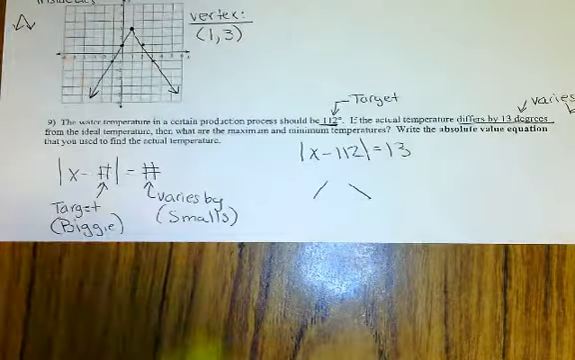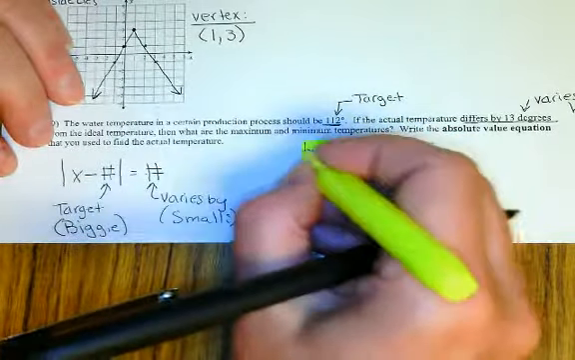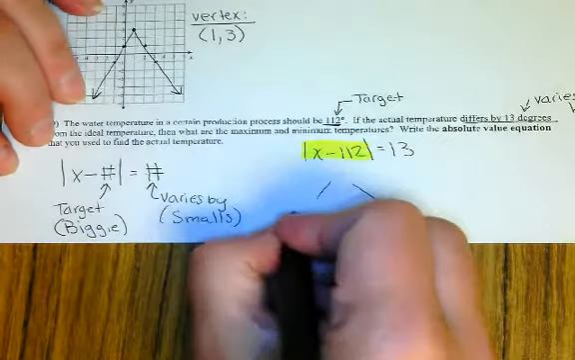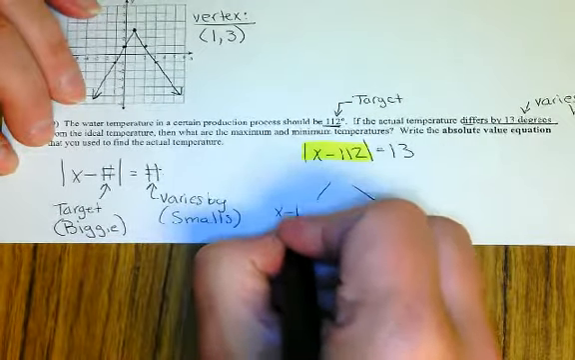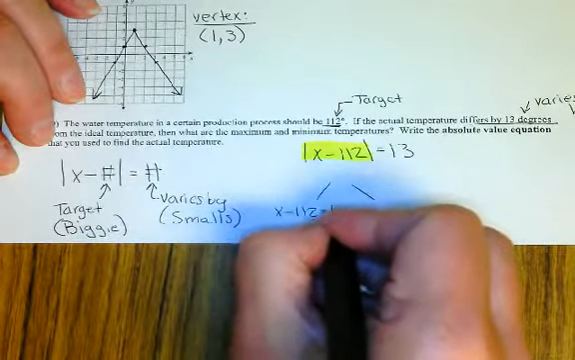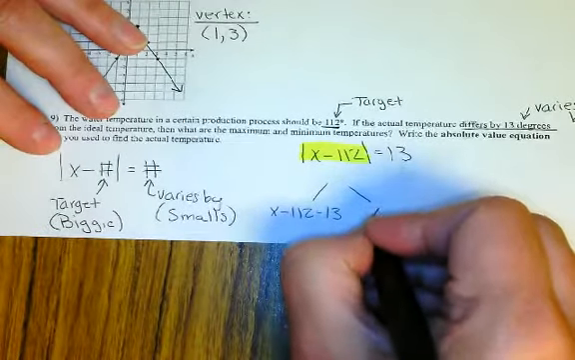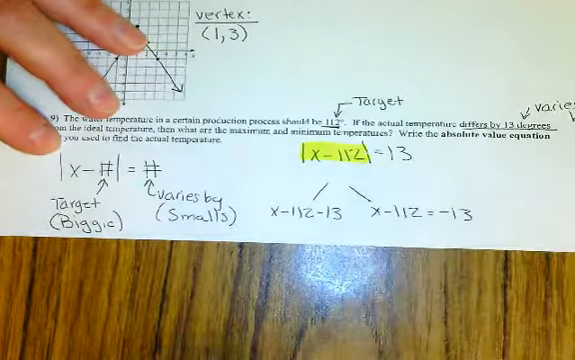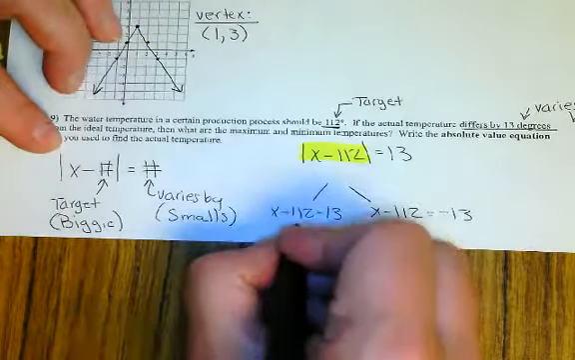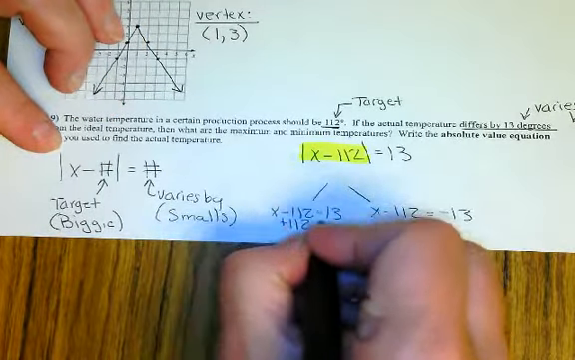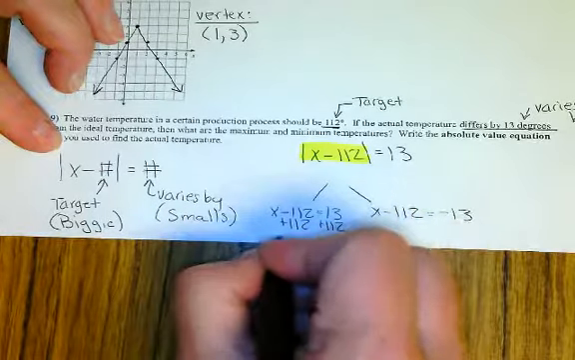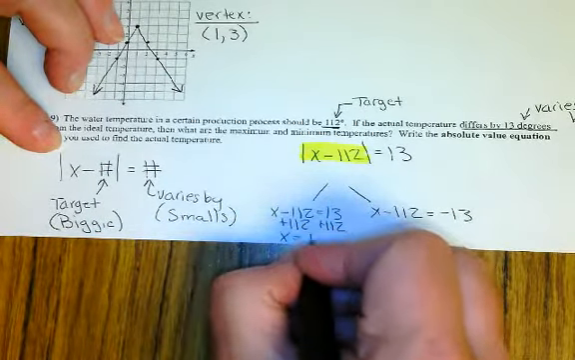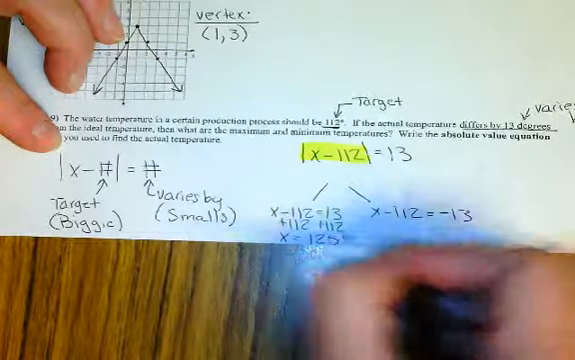And the reason I'm going to split it up right away is because the bars are already isolated. So here, I'm going to have x minus 112 equals 13. And I'm going to have another x minus 112 equals negative 13. So same exact thing we've been doing the whole time. So I'm going to add 112, add 112. So x can equal 125 degrees.